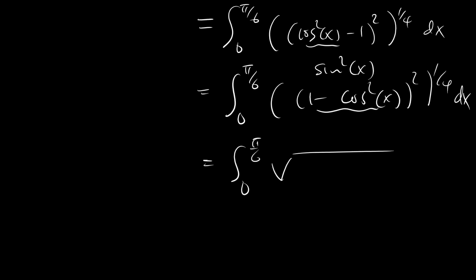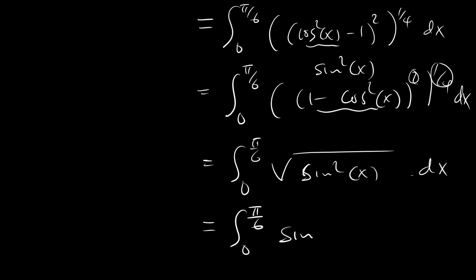And so we could just say that's the same as the square root of sine squared of x, because the 2 here and the quarter multiply, you get a half. And so we have the integral of sine of x from 0 to pi over 6.